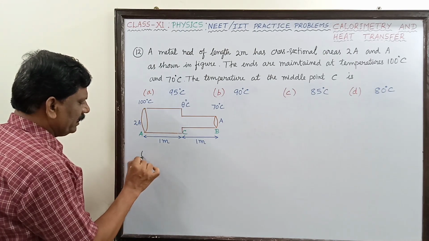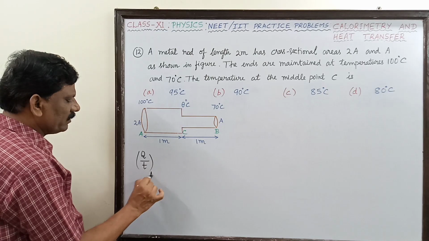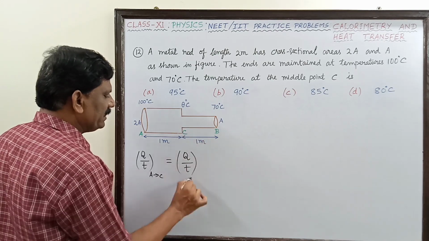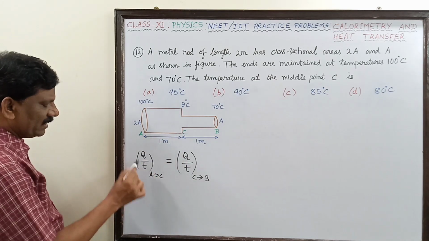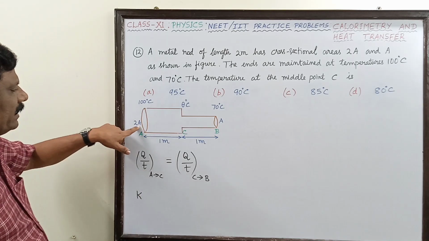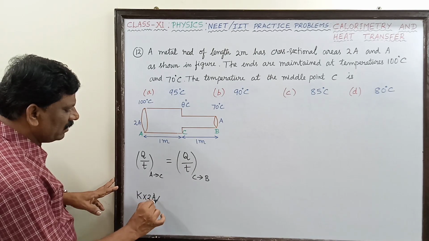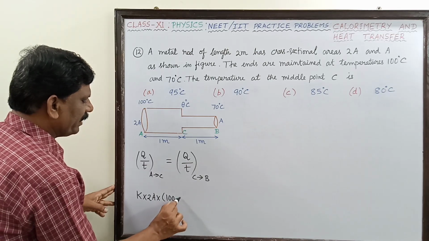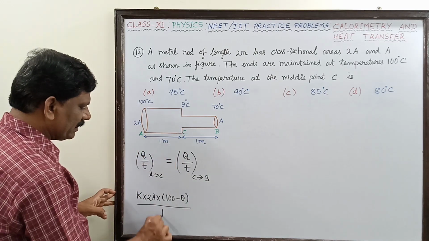Now the quantity of heat flowing per second from A to C, I will take, okay, A to C. This must be equal to the quantity of heat flowing per second from C to B. So from A to C, the rate of flow of heat must be equal to thermal conductivity K into, here 2A is the area of cross section on the left hand side, so into 2A into delta T, 100 minus theta, divided by the length of the portion AC, which is 1 meter.